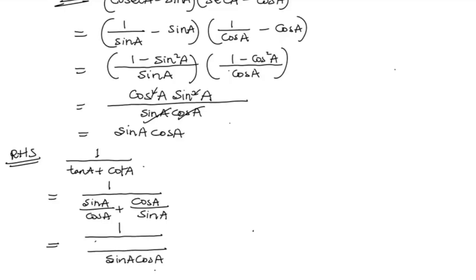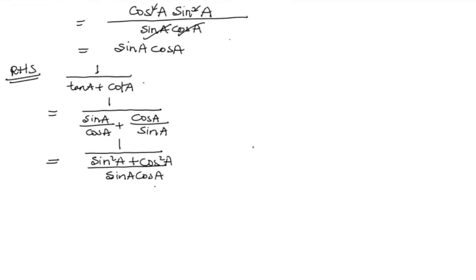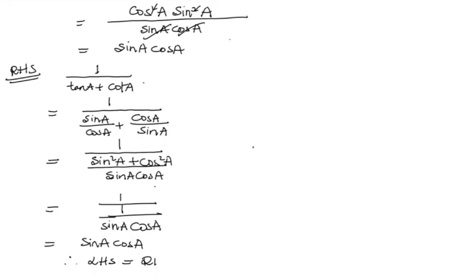So what you will get? Sin² a + cos² a. If you take LCM, you will get sin² a + cos² a. Okay. So next step, what you can write? We can write 1 by, so formula of sin² a + cos² a is 1, divided by sin a cos a. Okay. So now just change it. So what you will get? Sin a cos a. Okay, which is equal to the left hand side. So the value of left hand side and right hand side we got equal. So it is verified. Okay, it is proved.